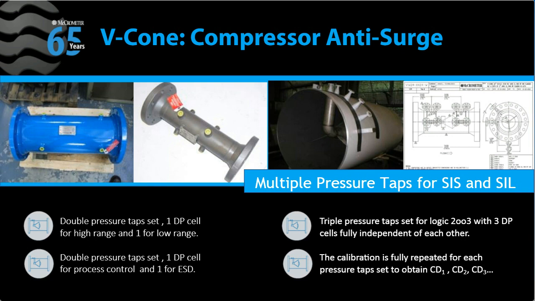Another option is a double pressure tap set where one measures the process control and one is for emergency shutdown. We've also manufactured 3 sets of taps for Logic 2003 with 3 DP cells all fully independent of each other. And no matter how many sets of taps there are, every set is calibrated individually so that you can have a coefficient of discharge that is independent of the other tap set so that you can have a transmitter on each set and have them be independent of each other.